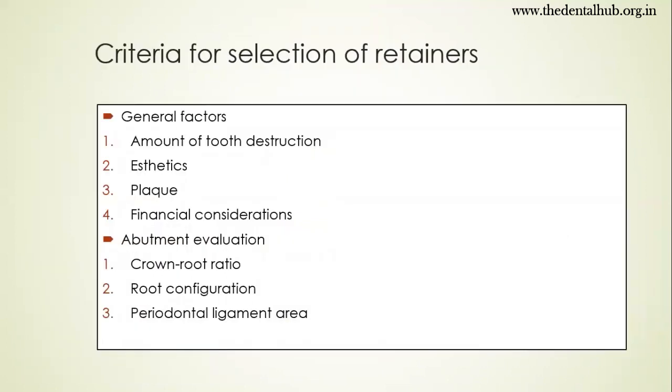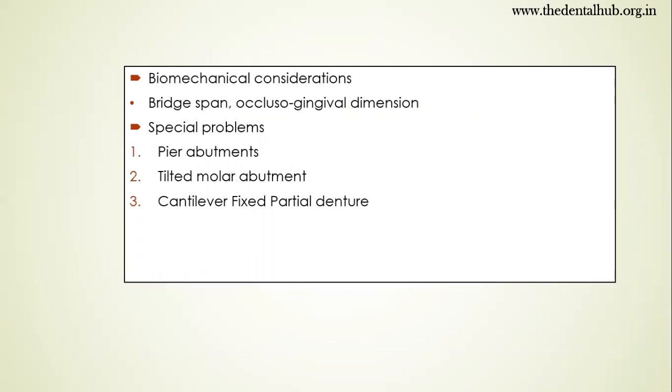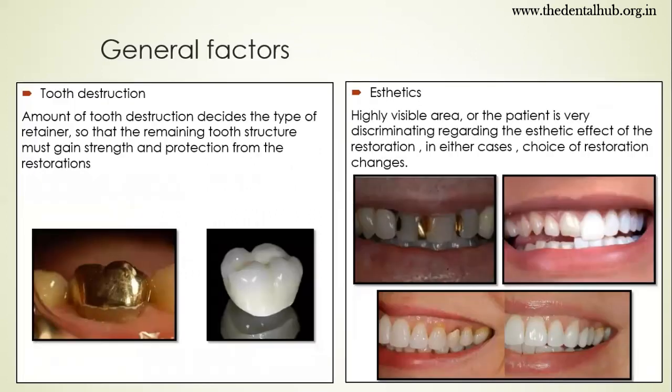So, what are the basic criteria? General factors: amount of tooth destruction, aesthetics, plaque, financial considerations. Intraorally, we can evaluate the abutment by seeing the crown root ratio, root configuration, periodontal ligament area. Then there are some biomechanical considerations like bridge span, occlusal gingival dimension, and sometimes we might encounter special problems like pier abutments, tilted molar abutment, cantilever fixed partial denture.